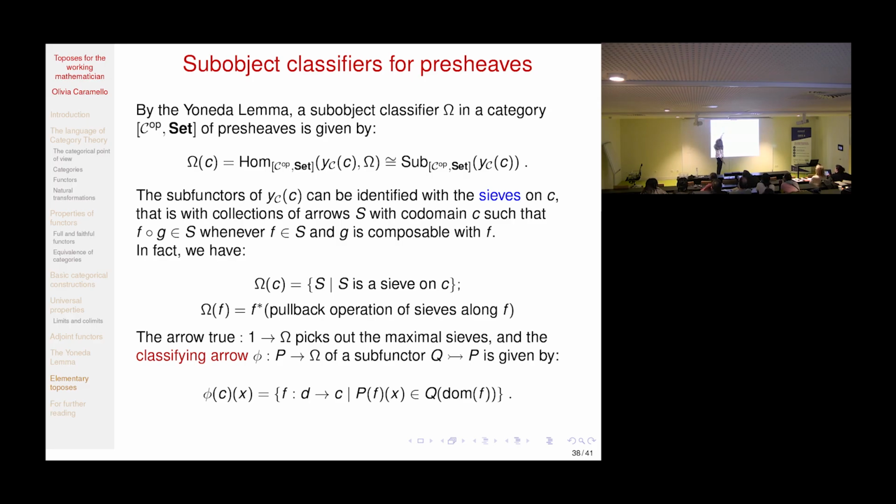So omega of C, by Yoneda, should be identifiable with the set of natural transformations from Yoneda of C to omega. But then, by definition of subobject classifier, the arrows from this object to omega should be in natural bijection with the subobjects of that object. But what are subobjects of such a representable functor? They are the so-called sheaves.